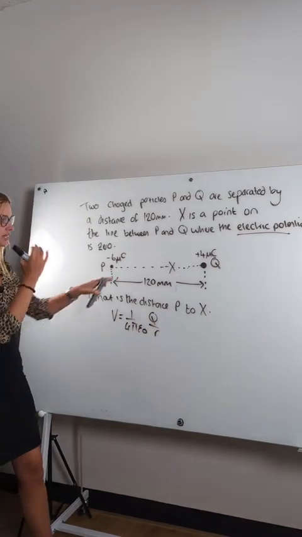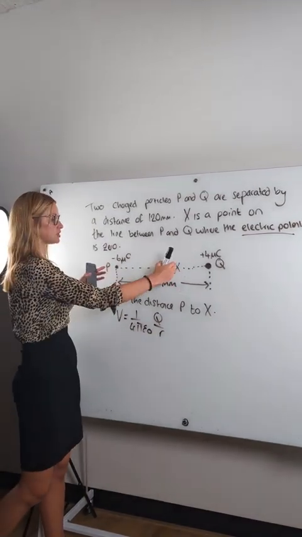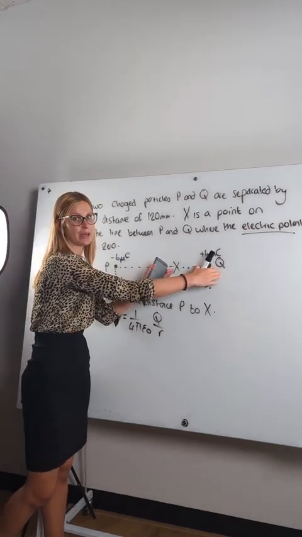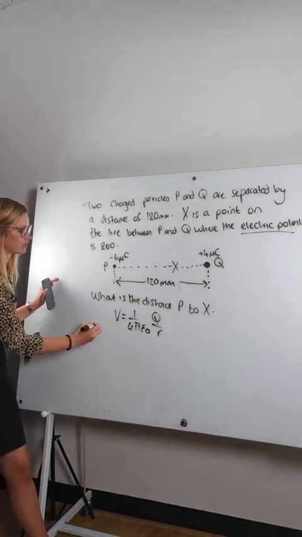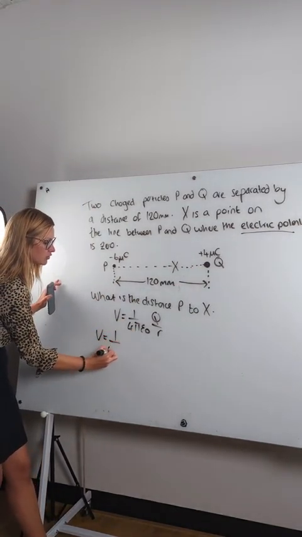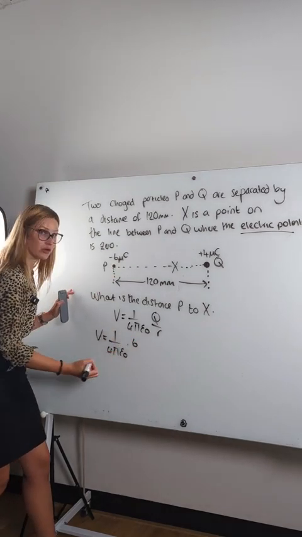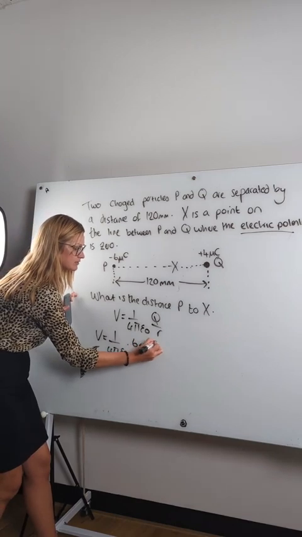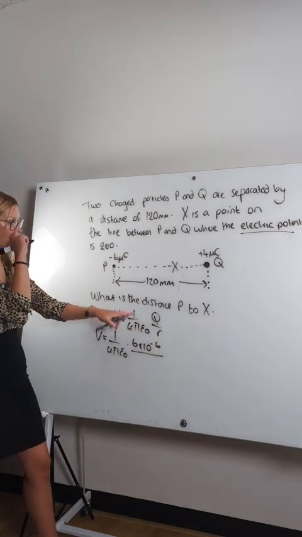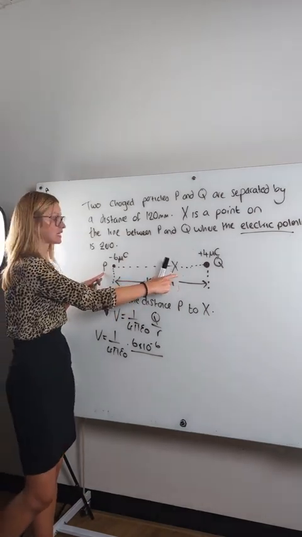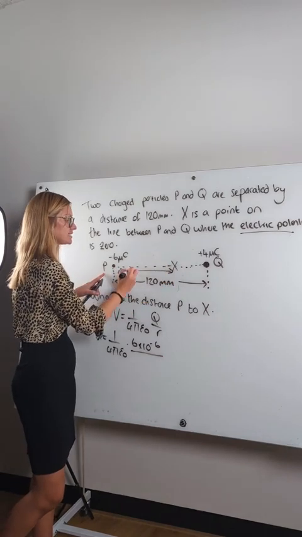Okay, so I want to find where the electric potential is 0. So that means the electric potential due to the negative 6 microcoulombs is going to balance that to the 4 microcoulombs. Okay, so what I'm going to write now is my electric potential is 1 over 4 pi epsilon naught times by 6 microcoulombs, so 6 times 10 to the negative 6, divided by R, so the distance between them. So I'm trying to find the distance between P to point X. So let's say we represent that as X.